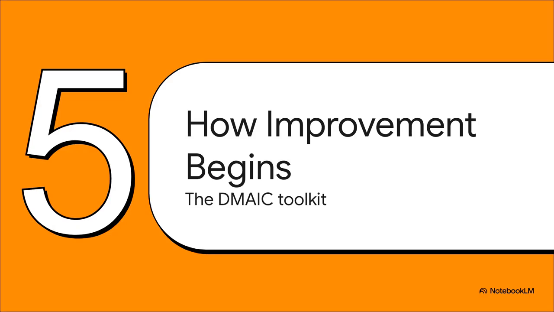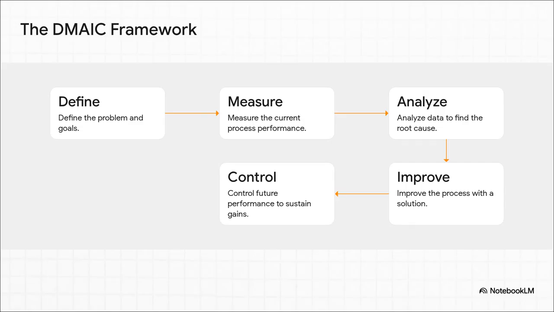Okay, we've defined our process, we know what quality looks like, and we totally get the cost of failure. So, the million-dollar question, how do we actually fix things? Well, for improving a process that already exists, Six Sigma gives us this powerful step-by-step roadmap. And that roadmap is called the DMAIC framework. It stands for Define, Measure, Analyze, Improve, and Control. It's a super logical cycle.